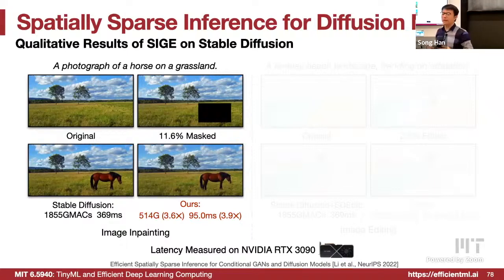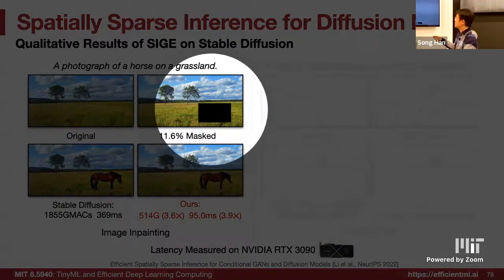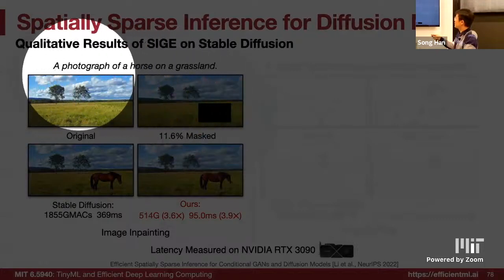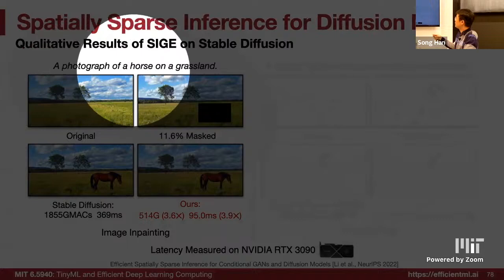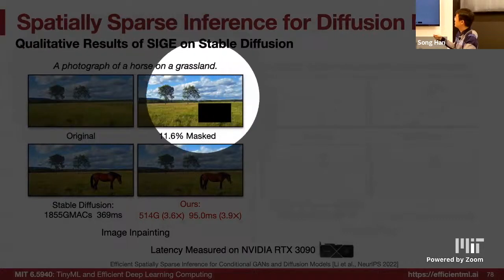And we applied it to image inpainting. So what is image inpainting? We can draw a box inside the image, and we can paint whatever we want into the box. Now we want to paint a photograph of a horse on a grassland. Previously, there was no horse. Now we drew a box and we want to place a horse right here.